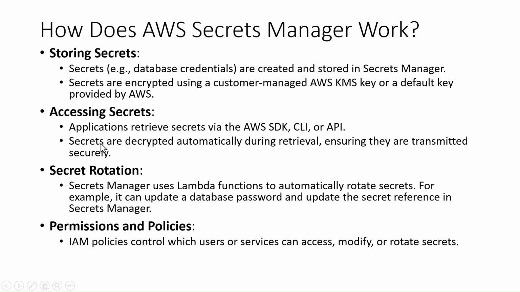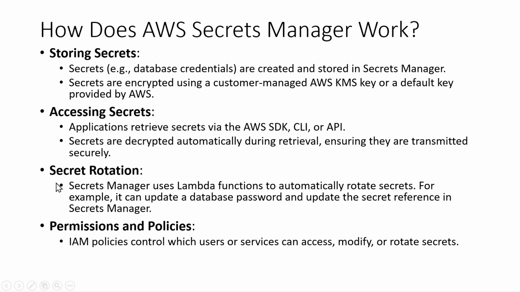Next is accessing secrets. Once we have stored the secret, we need to access it, right? Applications retrieve secrets via the AWS SDK, CLI, or by making API calls. Secrets are decrypted automatically during retrieval, ensuring they are transmitted securely.